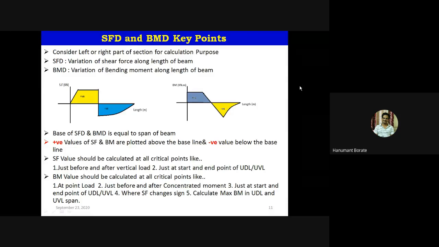Now we'll see where to take the section for the SF calculation and for the bending moment calculation. We can take a section anywhere in a load diagram, but to avoid calculations and complications, we need to consider certain points. So there are rules for the SF section and the bending moment section.